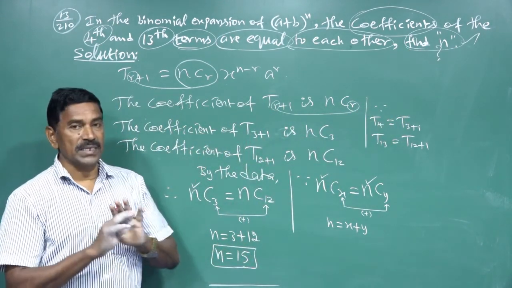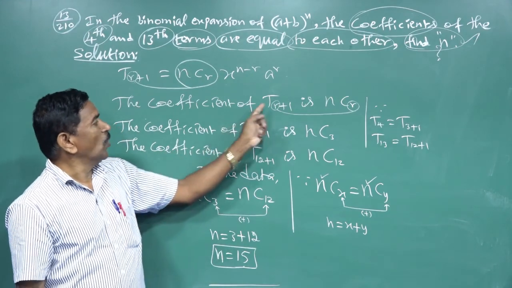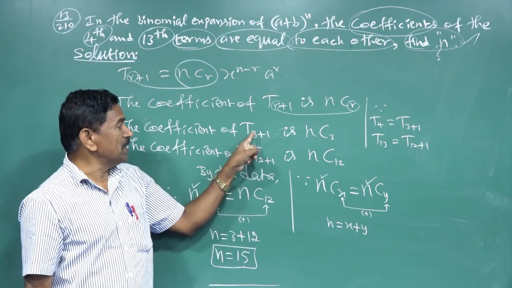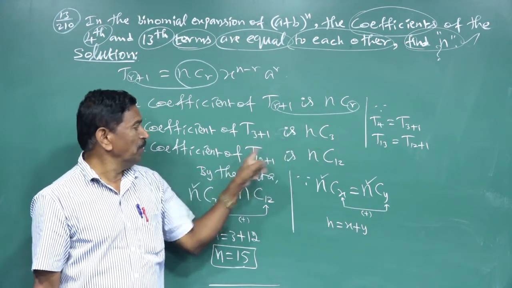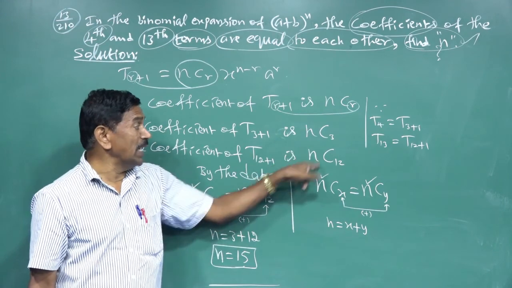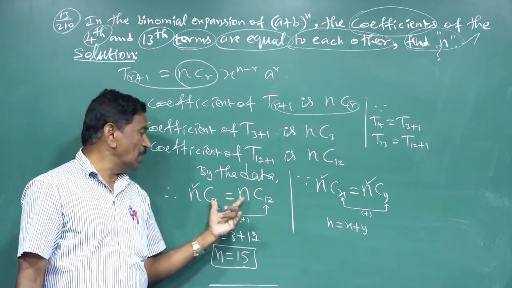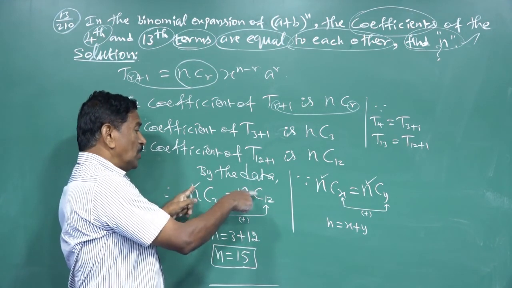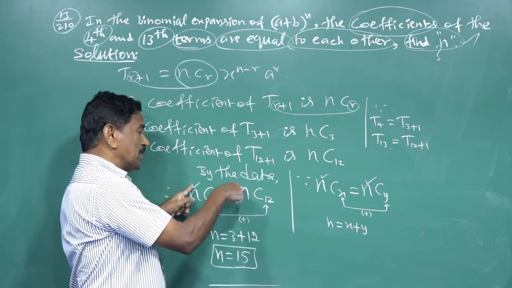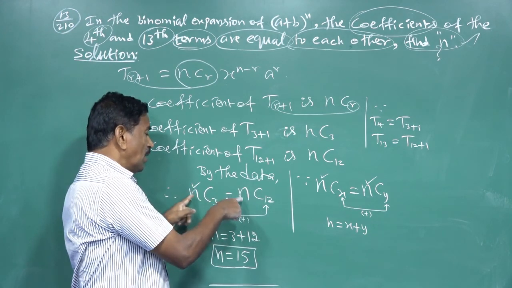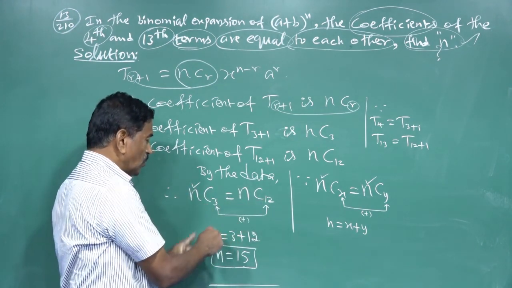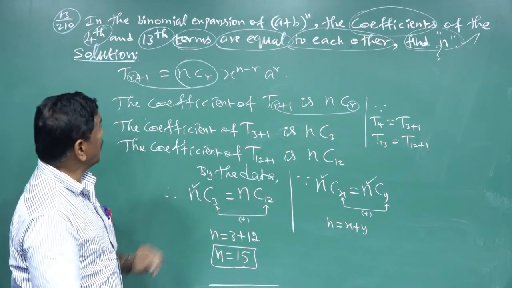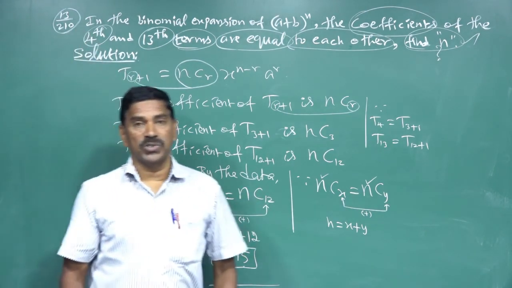And this sum preparation is very simple. That is, the coefficient of t r plus 1 is Ncr. Similar idea: the coefficient of t 3 plus 1 is Nc3, and the coefficient of t 12 plus 1 is Nc12. So these two coefficients are equal by the data. Therefore, the first numbers are equal, the two combinations are equal, such that the first number is equal to the sum of the suffix. So n is equal to 3 plus 12, therefore n is equal to 15, which is the required answer for the 13th question.